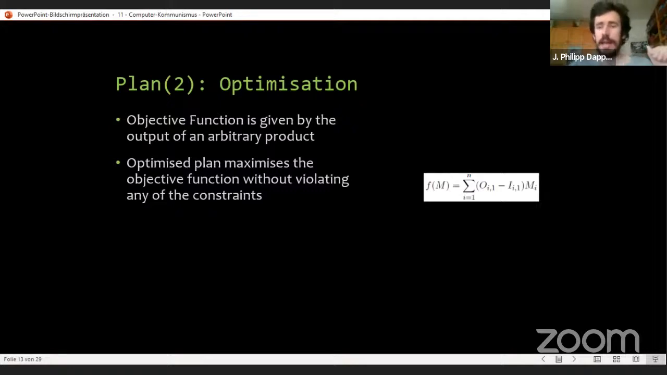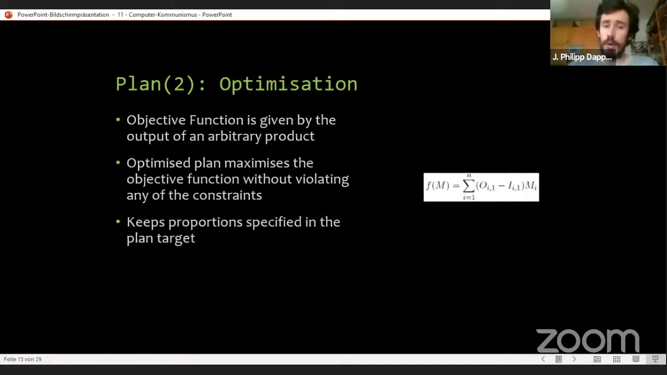And the optimized plan then maximizes the objective function, finds the production plan basically, which maximizes output of that product without violating any of the constraints. This keeps the proportions specified in the plan target because those are implemented in the constraints. And that's also why it doesn't matter which product we choose, because if we maximize the production of corn, but we produce 7 units of coal for every 6 units of corn, then we also maximize at the same time the production of coal and all other consumer products, because they are all linked together anyway, okay, at certain proportions.